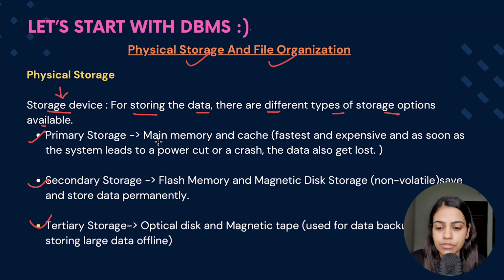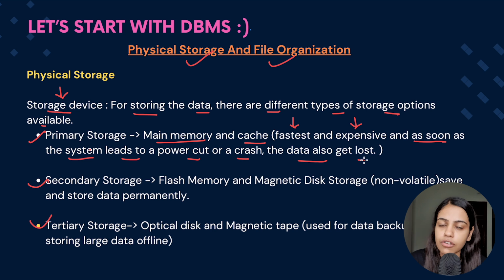Now coming to primary storage. It is basically the main memory and the cache memory. It is the fastest, it is expensive, and as soon as the system faces a power cut or crash, the data also gets lost. So data is only stored in the system until there is a system crash or power failure. After that, the data is lost.